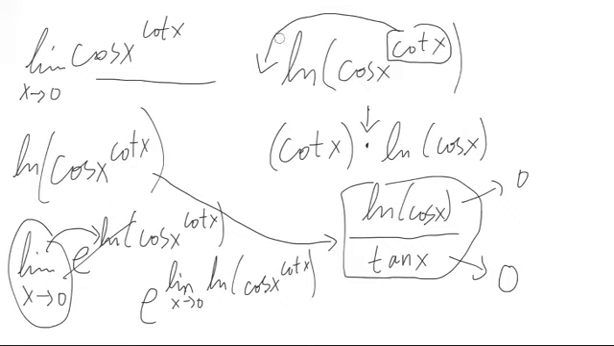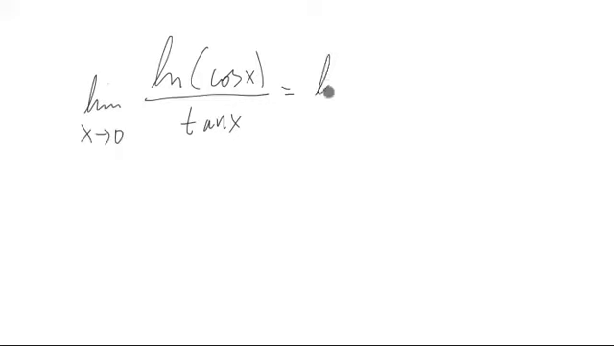So let's go ahead and remember the limit that we're taking. We have natural log of cosine x all divided by tangent x, and we're taking the limit of this as x approaches 0. Okay, so by L'Hopital's rule, this is equal to, we can take a derivative of the top, 1 over what's inside, but then by chain rule we have to multiply by negative sine x.